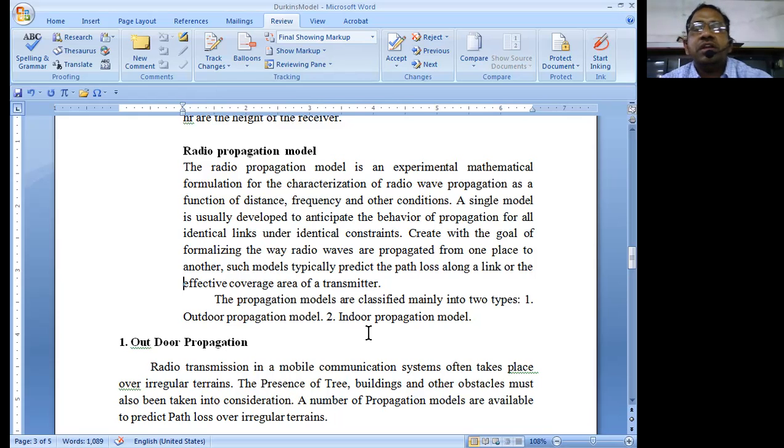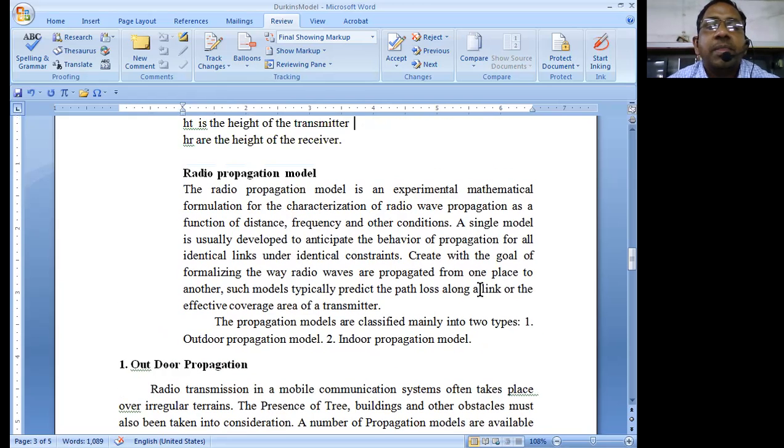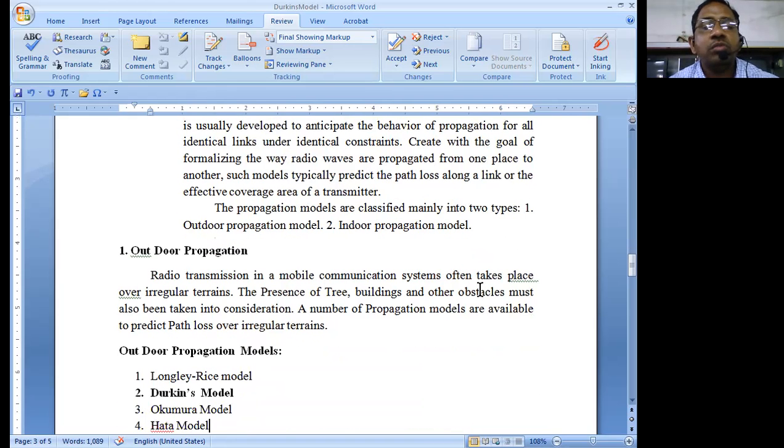Why do we normally go with such a model? We have to anticipate the behavior of the propagation, so in order to anticipate it, we go with radio propagation models. The major thing we look for here is to predict the path loss along the link, or the effective coverage area of the transmitter. There are two models, the outdoor propagation model and the indoor propagation model. The first one is the outdoor propagation model.